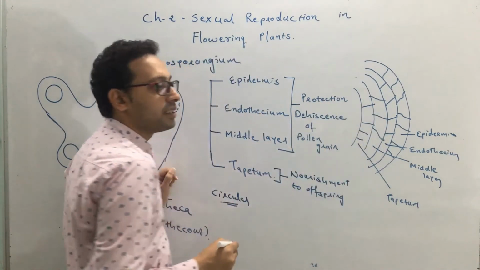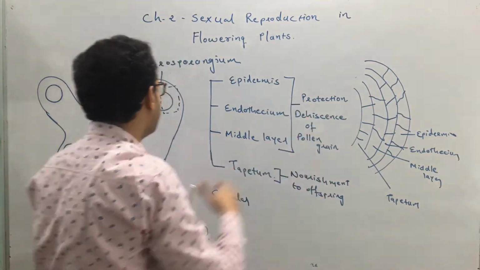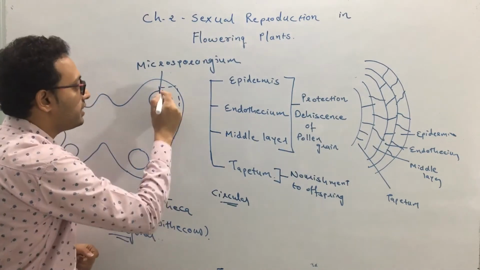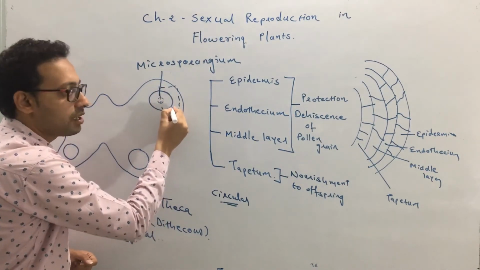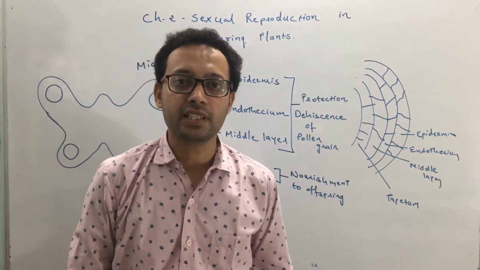This is the fourth layer. It provides nourishment or nutrition to an offspring which is present inside. In the center, we will see how this pollen grain will be developed. We have just seen the four layers. But in the center, the formation of a pollen grain occurs. How the formation of pollen grain occurs, that we will see.